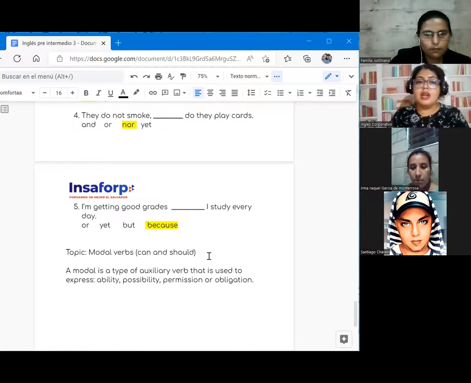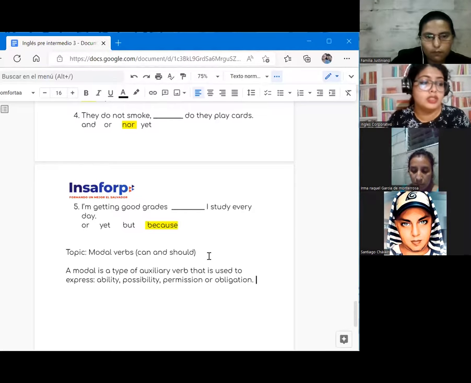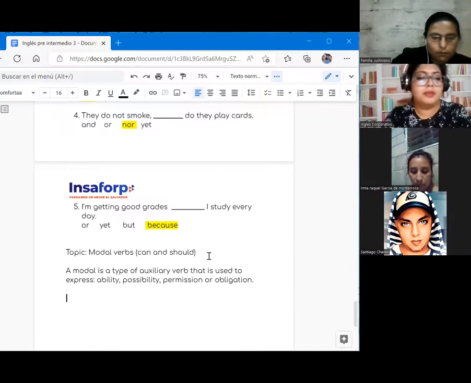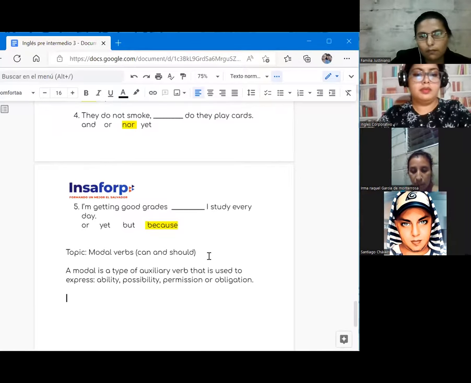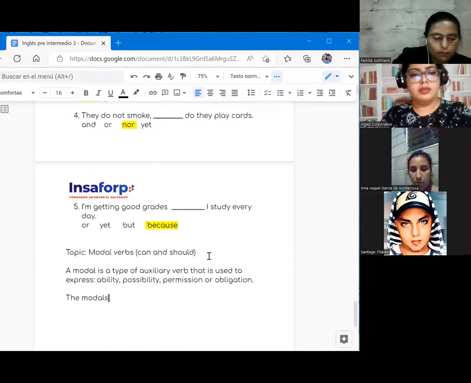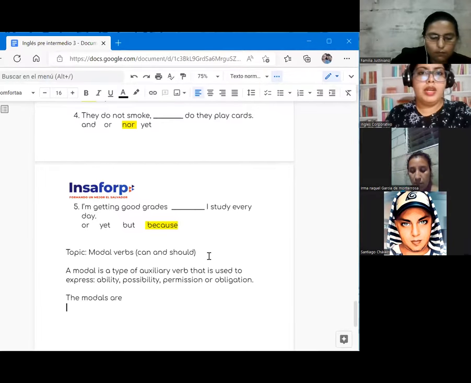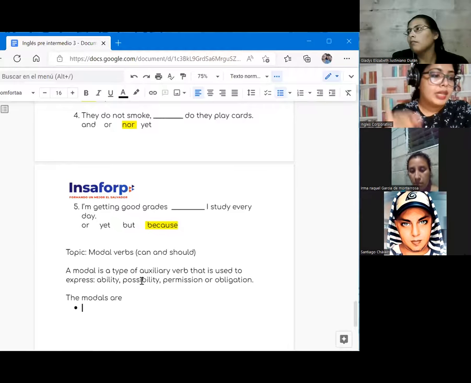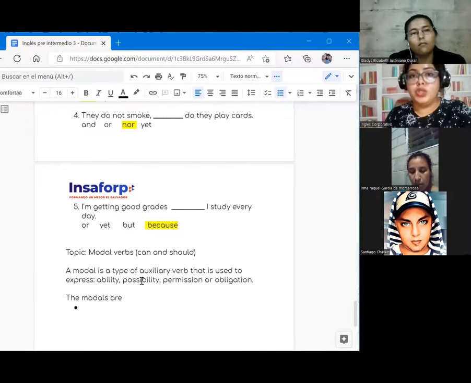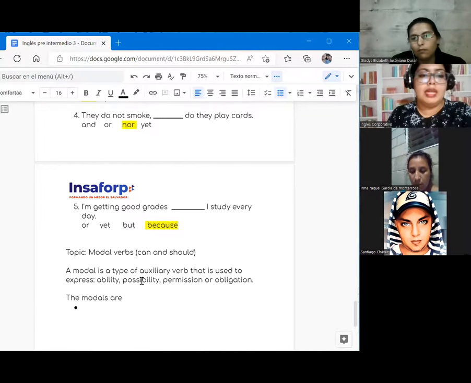Bien, vamos a utilizar los modals para expresar habilidad, posibilidad, permiso, o podemos utilizarlo para hablar de obligaciones. And we have a list of modal verbs. And we have here the first one, and they are can, could, be able to. Can, could, and be able to.